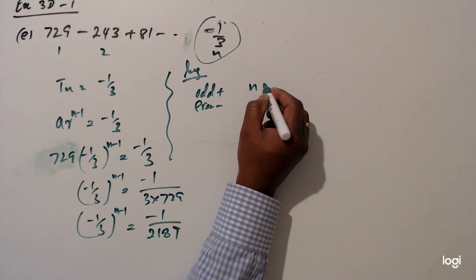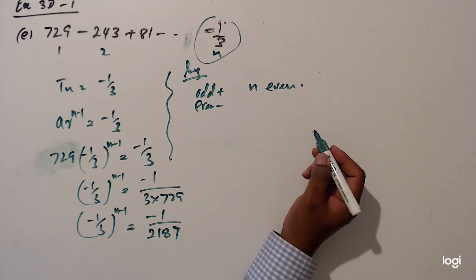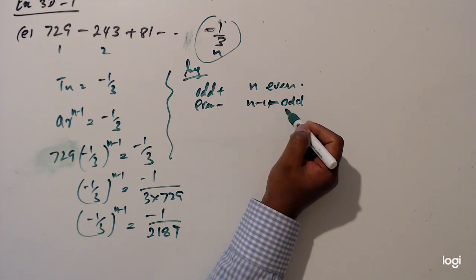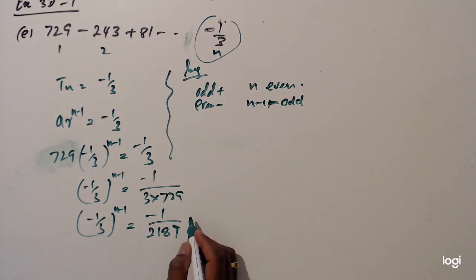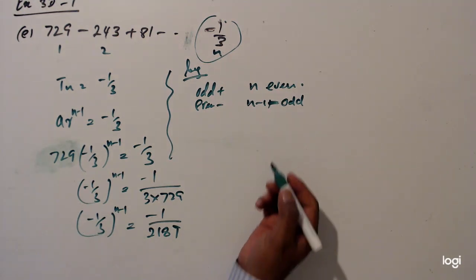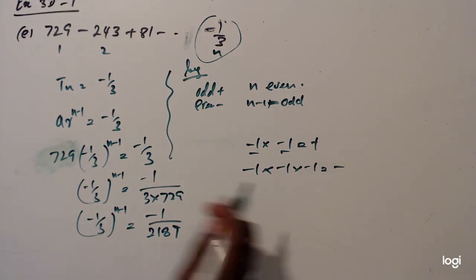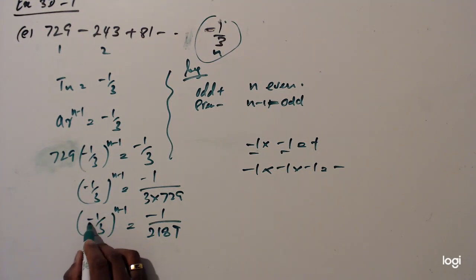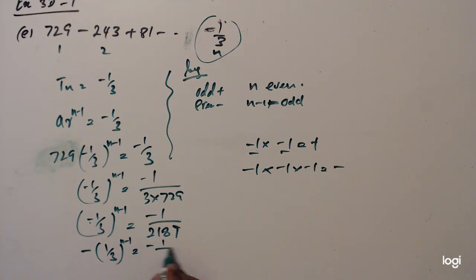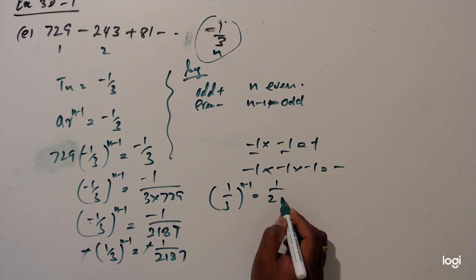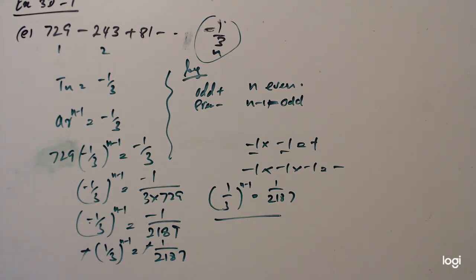So n is even. Then n minus 1 is odd. When you take one out of an even number, it becomes an odd number. So then n minus 1 is odd. When you multiply by minus 1 times, if it is even, this is positive. If it is an odd number like this one, it is negative. So because of that, this value becomes negative. So I can take this negative out, 1 over third to the n minus 1, and this negative 2187. So now negative and negative cancel out, and then 1 over third to the n minus 1 equal 1 over 2187, and then from the logarithms you can find.